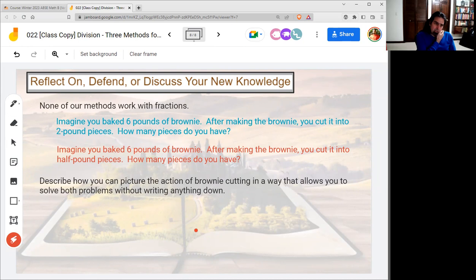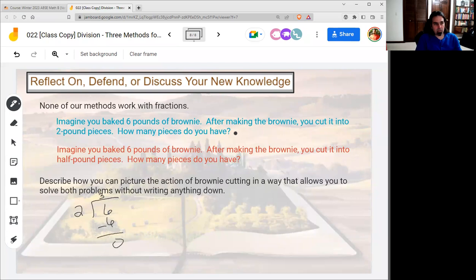If I say you have 6 pounds of brownie and you want to cut it into 2 pound pieces, how many pieces do you have? How many times does 2 go into 6? 3 times. You get 3 pieces. Everything is great.